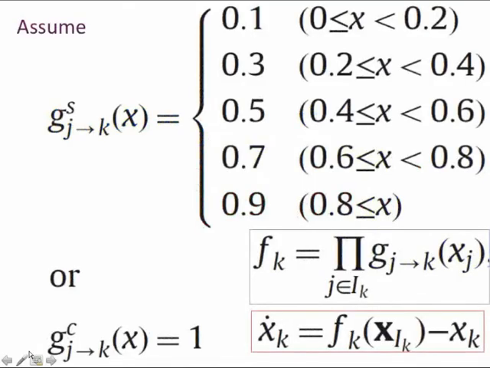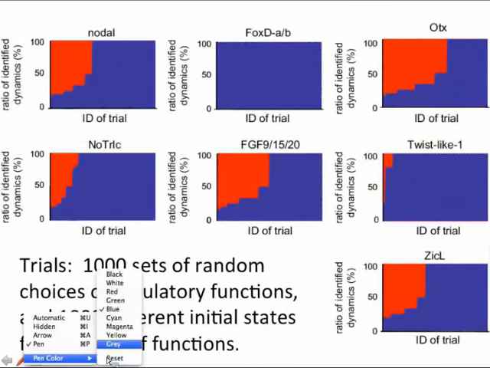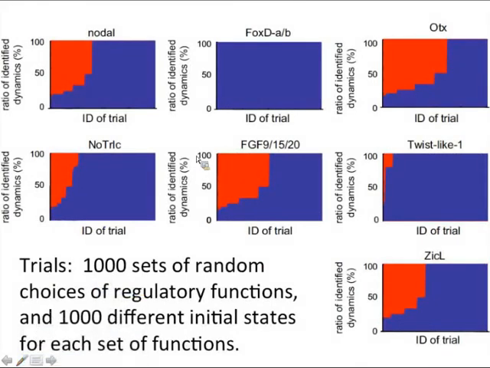And so in the simulated data, they assumed that it was either this function or this function. They chose this function at random for having an edge between vertex J and vertex K. They assumed that was the function, and they took the product of these functions if you had many arrows going into your vertex K. And then the differential equation was given by this equation right here. One could solve it, at least numerically.